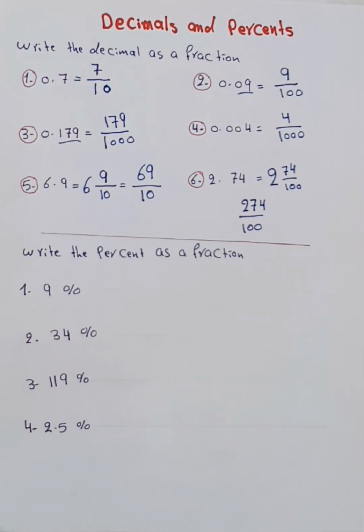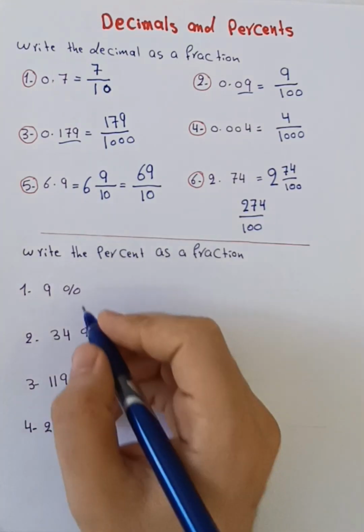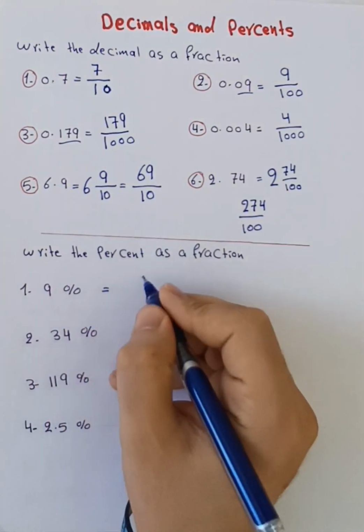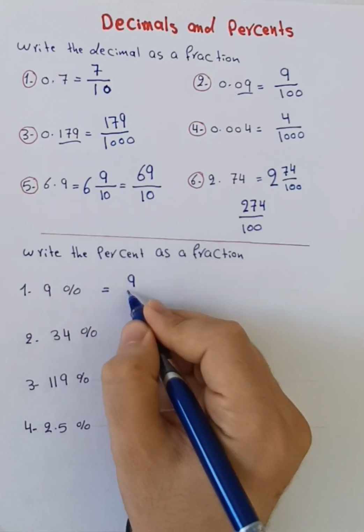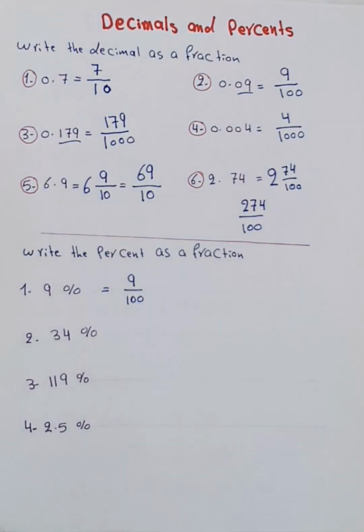The fourth part of this lesson: how to write a percent as a fraction. When you have a percent number and want to change it to a fraction, you always divide the number by 100. So you have 9%, 9 divided by 100, or 9 out of 100.